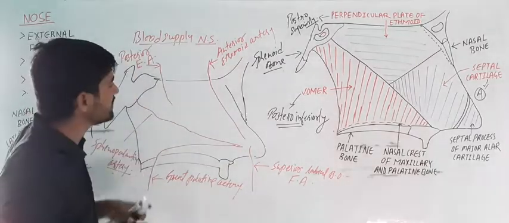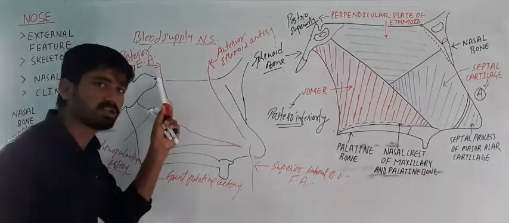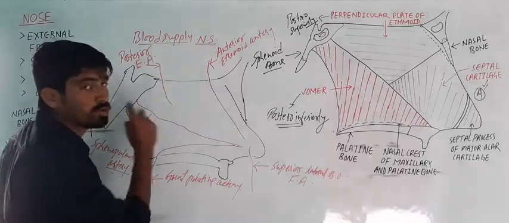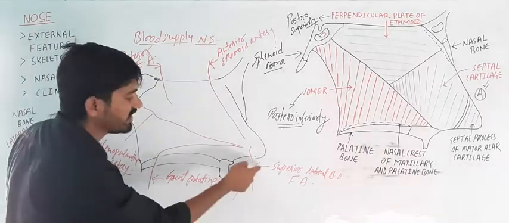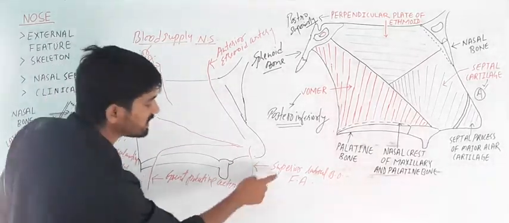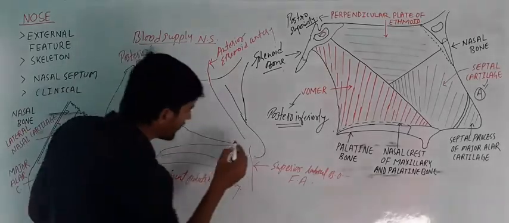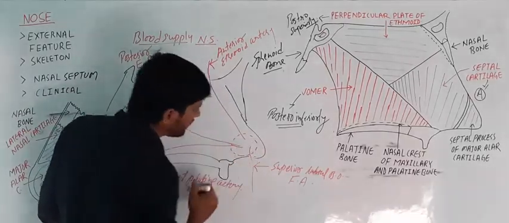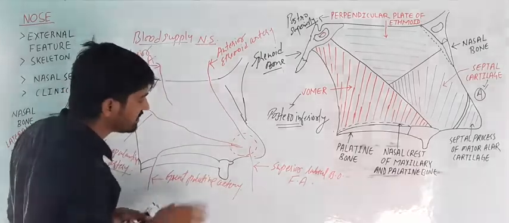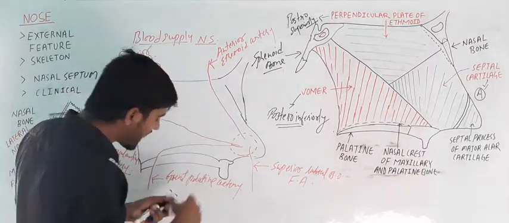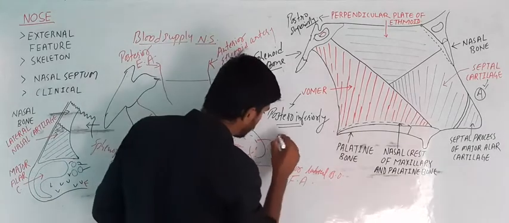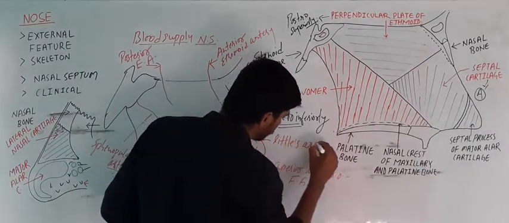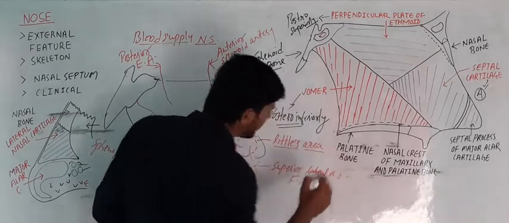See how easy it is. Ethmoid, so anterior ethmoid, posterior ethmoid. Sphenoid, see this is the palate, so palatine artery. Sphenoid to palate, sphenopalatine artery, and from here is one branch of the facial artery, that is the superior labial artery. Now, can you see all these arteries? They come here, right, and they gather here. So this area is called Little's area.